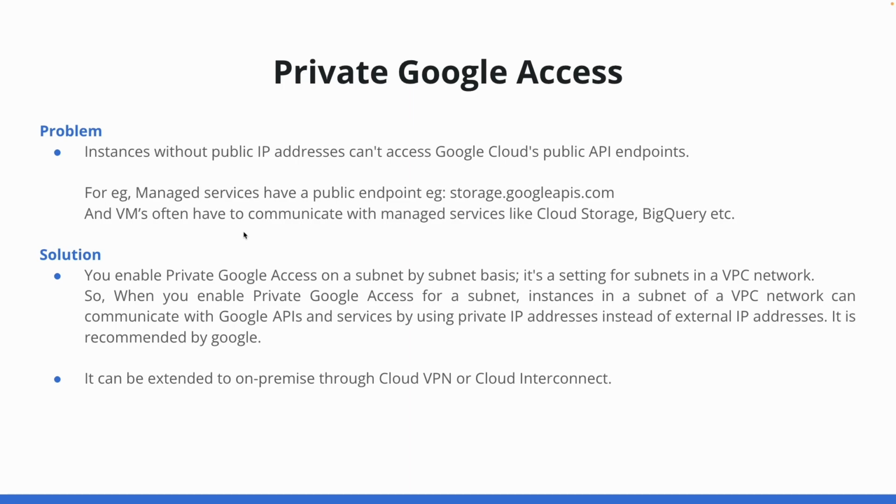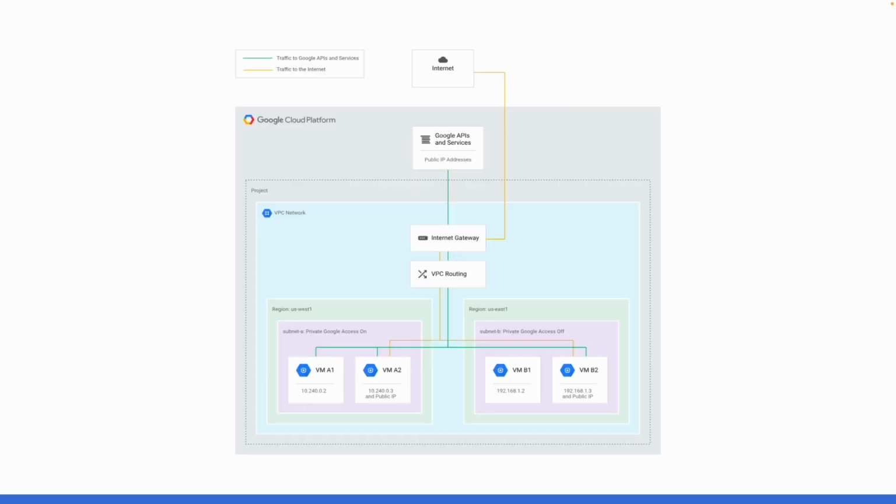The second option is to enable private Google Access. We can enable private Google Access only on a subnet basis. When we enable private Google Access for a subnet, instances in that subnet can communicate with Google Cloud APIs and services by using private IP addresses instead of external IP addresses. And this is the approach recommended by Google. Private Google Access can also be extended to on-premises through Cloud VPN and Cloud Interconnect.